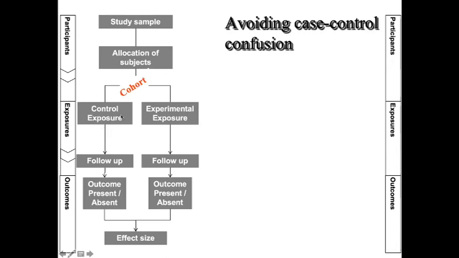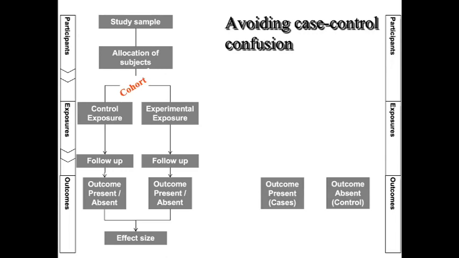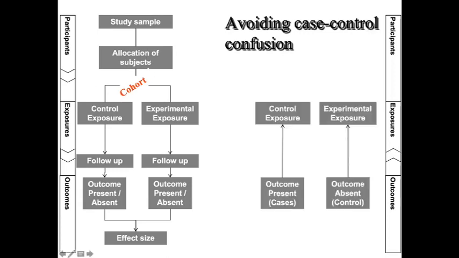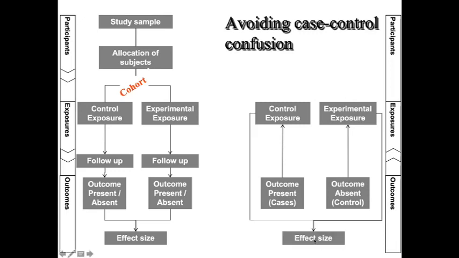And the use of the word control confuses us to think that perhaps we are doing a case control study. In a case control study, the starting point is the outcome. It's not the exposure or the allocation. The case control study then goes back in time to check whether there is exposure, and then it uses all this data to calculate the effect size. This is a case control study. Did I explain it correctly?